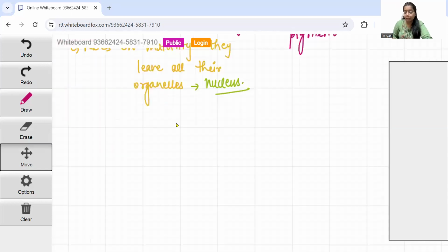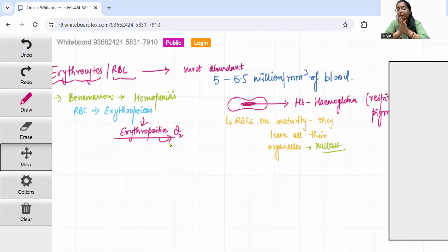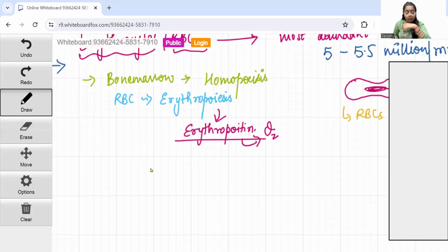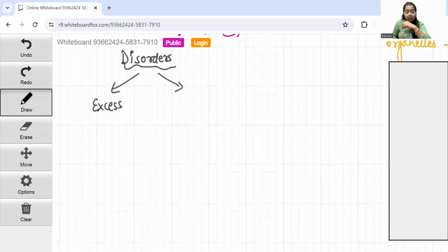Now, this is all done. There are two conditions which happen if the number of RBCs increases a lot or if the number of RBCs decreases with respect to their expected number. So what are the disorders associated with RBCs? Let's have a look at that. We talk about the disorders associated with RBCs. Two cases can be there. They can be in excess or they can be in low amount. They are very less in number, or we can say they are showing a deficiency.